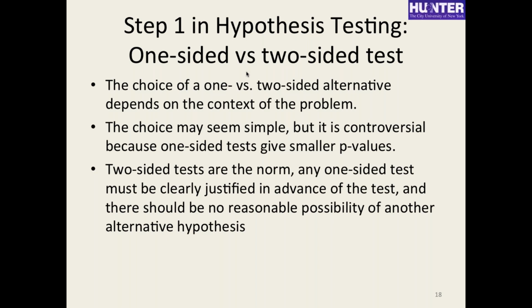Let's say you're Merck, and you want to prove that, like that vasodilator I was talking about, it's effective at lowering blood pressure. Well, if you can use a one-sided test, it means you can have a smaller sample size and still demonstrate what you need to demonstrate. So you might be tempted to use a one-sided test.